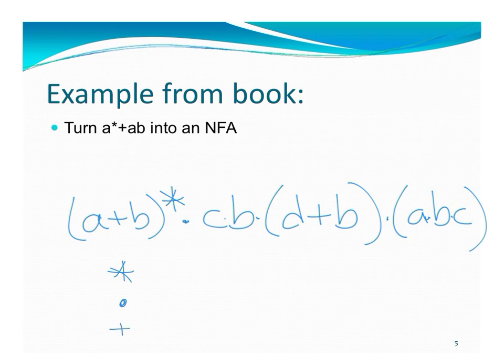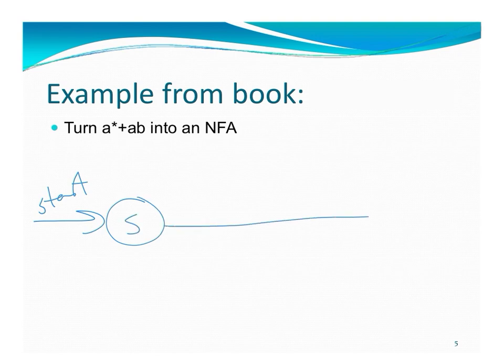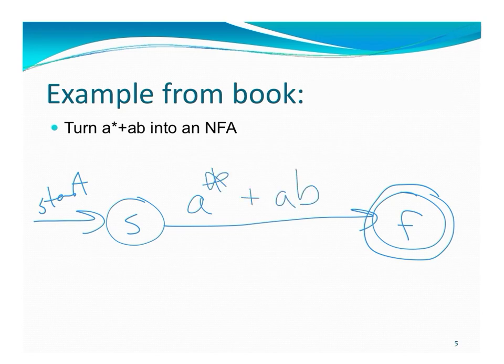All right, so let's just look at how that works in this example from the book. So let's just get rid of this stuff, and let's do the example that we were supposed to do in the book. Turn a star plus ab into an NFA. And as you remember, the first step that we had to do, for any example that we're doing, is we write start, we make this new state labeled S, we have a big transition here to F, which gets a double circle because it's a final state. And we write our regular expression above the line. So we've got a star plus ab.